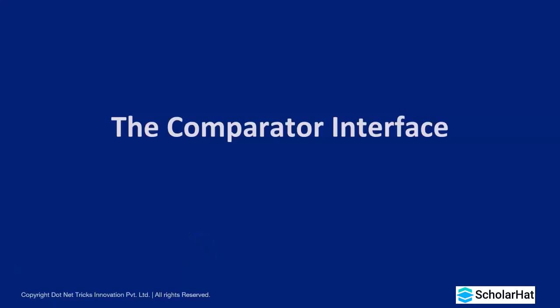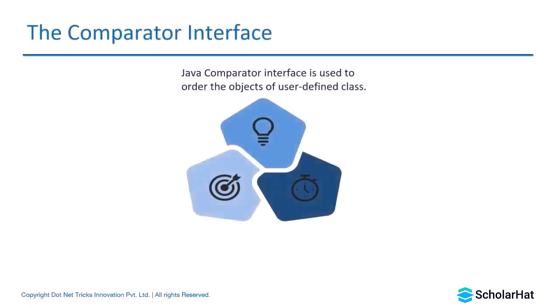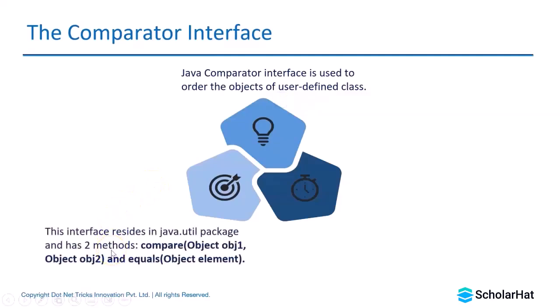Today in this session I am going to talk about the Comparator interface. Basically the Comparator interface is on top of the Comparable interface, used to order the objects of a specific class, and it is also found in the util package. So the Java Comparator interface helps in sorting or ordering the data in a specific order. This interface has two methods: one is the compare method that takes two objects to compare, and another is the equals method.